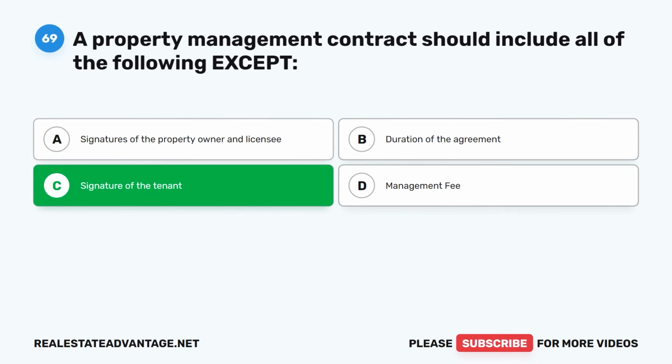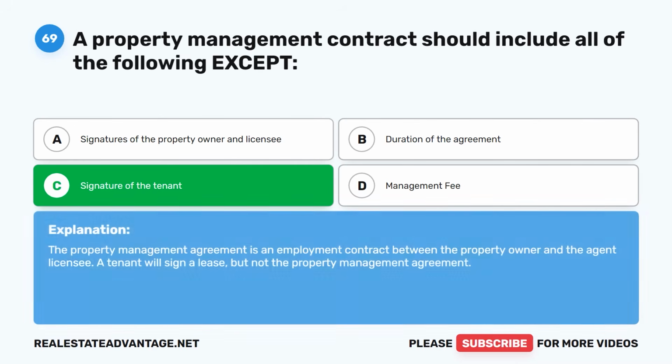The correct answer is C. Signature of the tenant. The property management agreement is an employment contract between the property owner and the agent licensee. A tenant will sign a lease, but not the property management agreement.